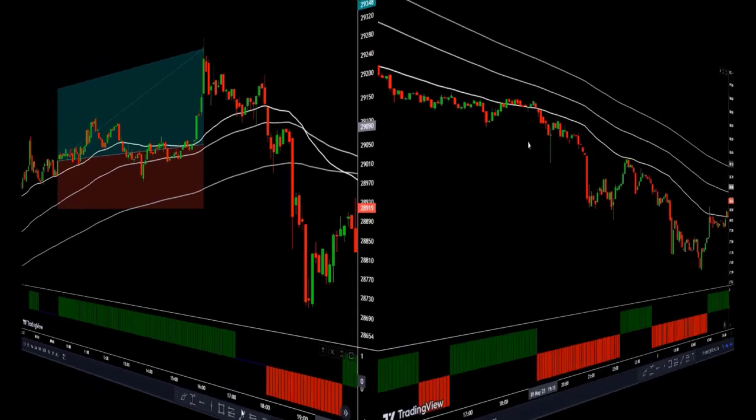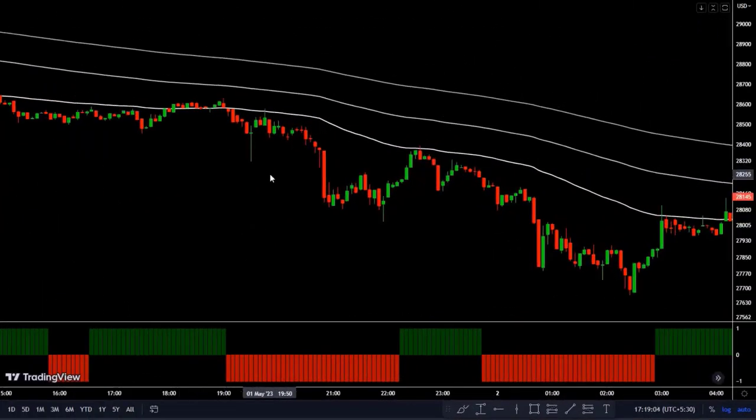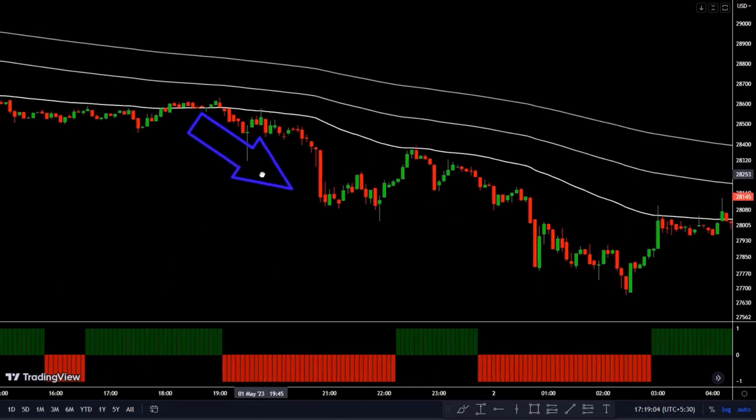Now, let's learn the rules for a sell trade. First, the price must be closed below all three EMAs. The EMAs must be aligned properly. Keep that in mind too.